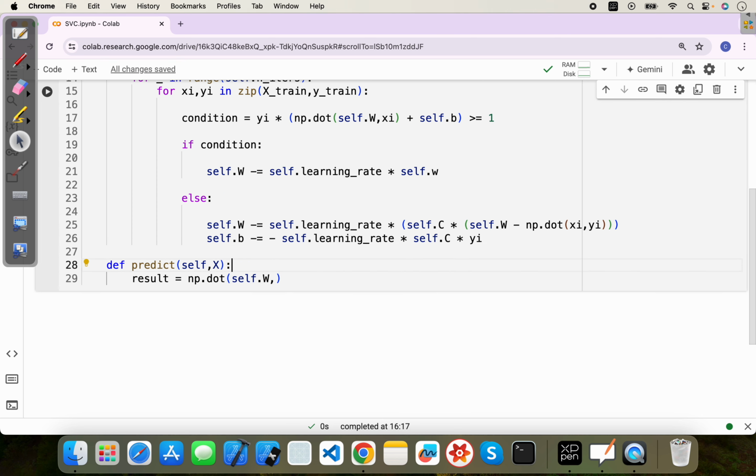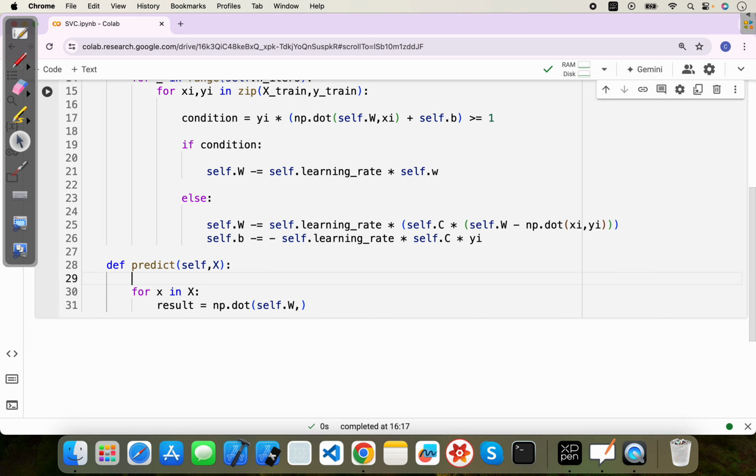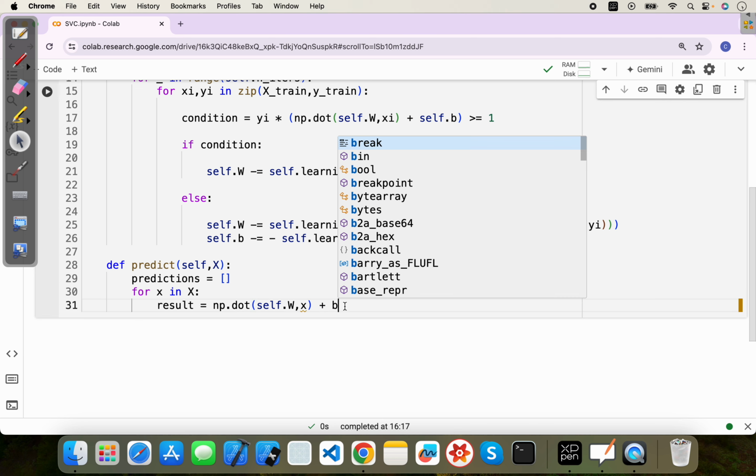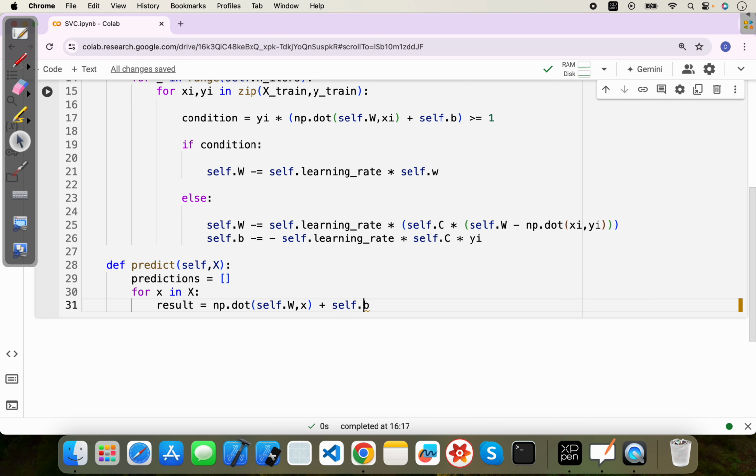So let's say there are multiple x we are getting at a time, so we can write the for loop to simplify it. For x in X, let me write new predictions is equal to an empty list, right? And we need to apply x plus b, right? So it would be self.b, right?